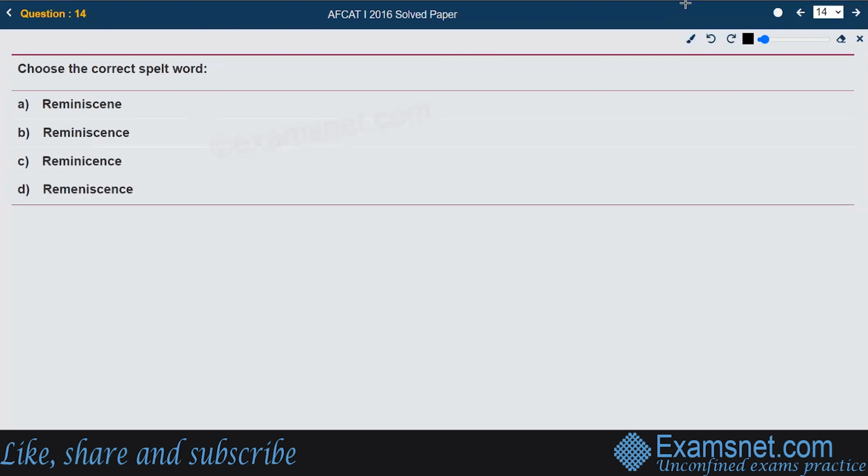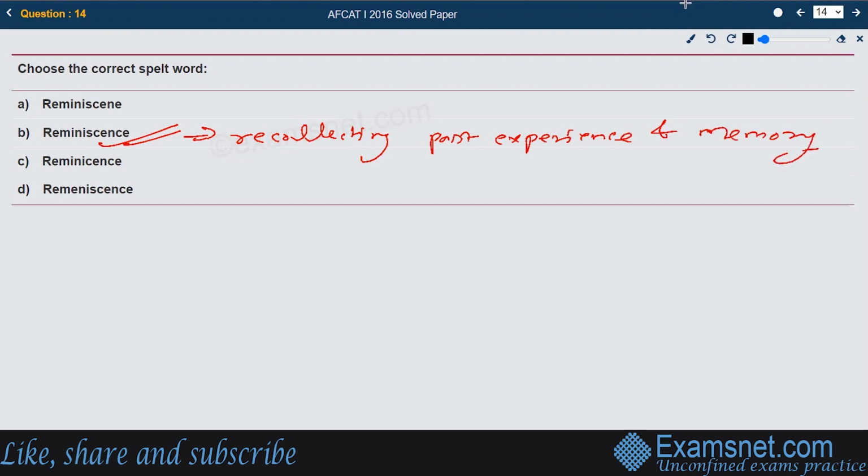Again, we have to fill in the right spelling. Reminiscence. That is the right answer. What does the word reminiscence mean? Recollecting past memories and experience. Okay, this is what the word reminiscence means, recollecting the past memory. So that is the right answer, option B.